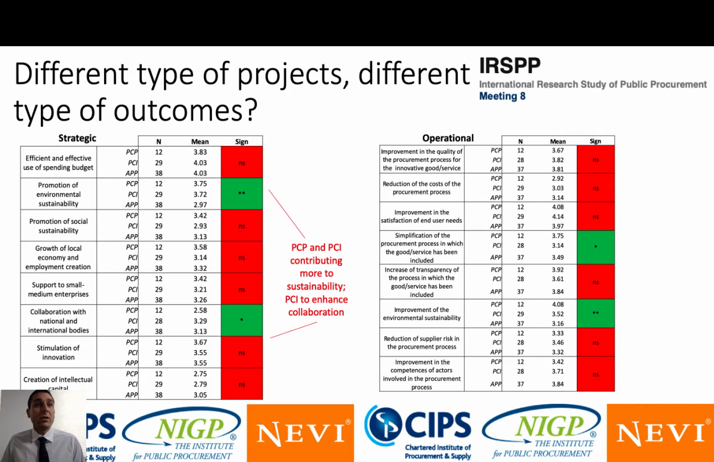If you switch attention to the operational objectives, again, the difference is only on two items, in particular simplification of the procurement process and improvement of environmental sustainability. And in this case, the distinctive one is pre-commercial procurement because, as you can see from the mean values, pre-commercial procurement seems to achieve better operational performance on these aspects, so simplifying the process and sustainability, compared to procurement for the commercialization of innovation and adaptive public procurement.